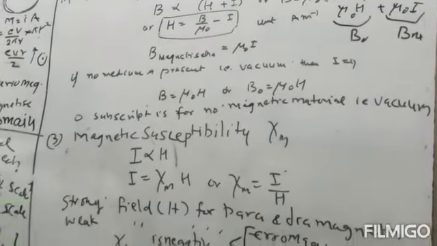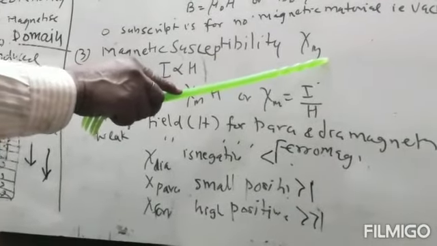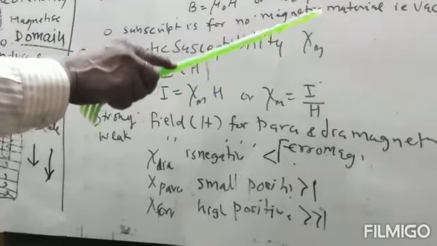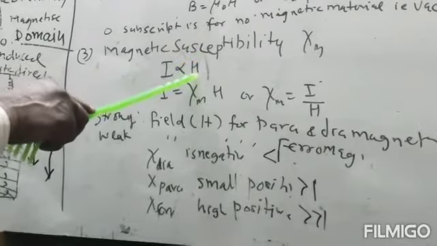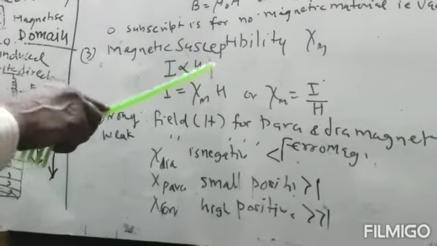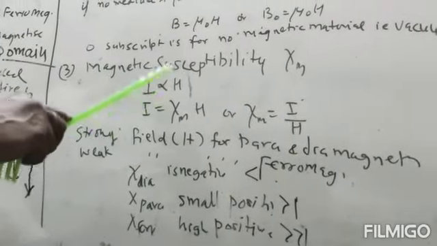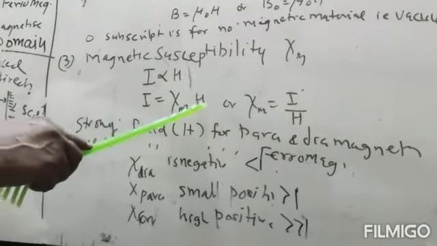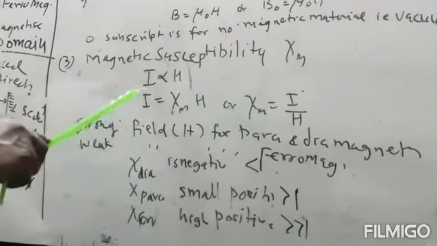Next definition is magnetic susceptibility, denoted chi m, m for magnetic, because chi electrical also exists, and chi magnetic. So chi m means magnetic susceptibility. We know that as we increase H, I will increase. H is more, I will be more, so I is proportional to H. It means the intensity of magnetization is proportional to the magnetizing field. So I is equal to chi m into H. This is the constant. So chi m will be equal to I by H.